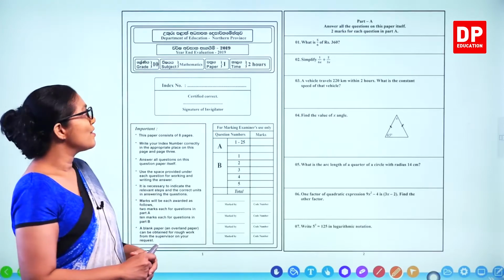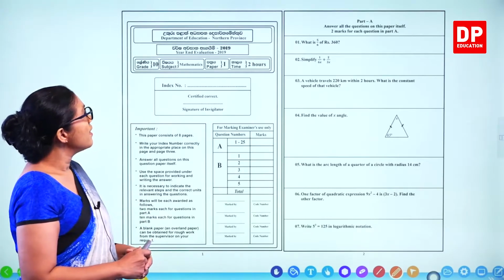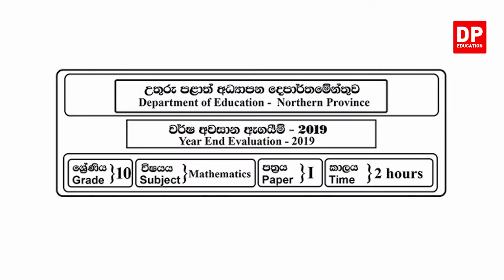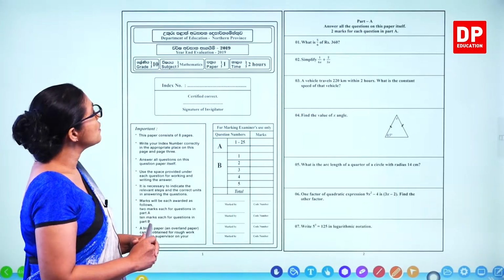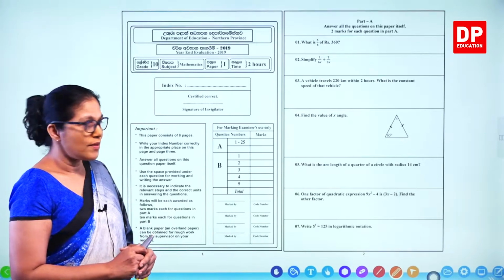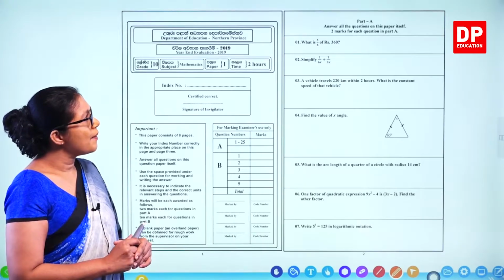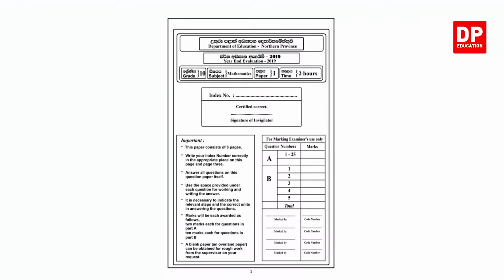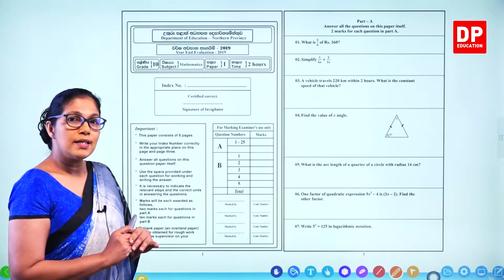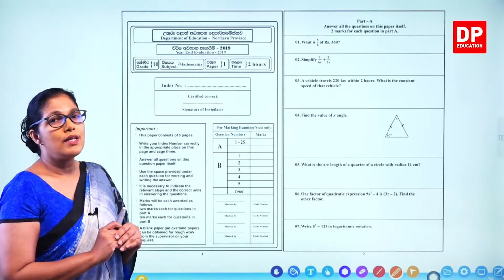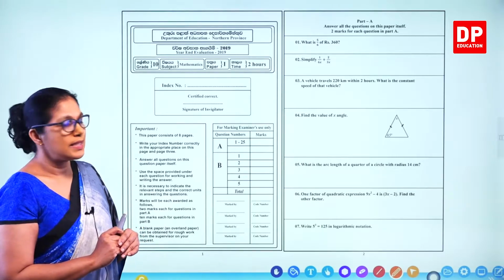Hello grade 10 students. Today I am going to do Year-End Evaluation 2019 Department of Education Northern Province paper, and this is paper 1. You get 2 hours. You already know there are two parts, part A and part B. Part A you get 25 short questions and each question is worth 2 marks. And part B you get 5 questions. So you have to answer all 5 questions and one question is worth 10 marks.